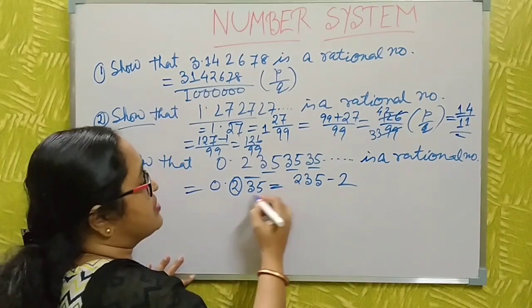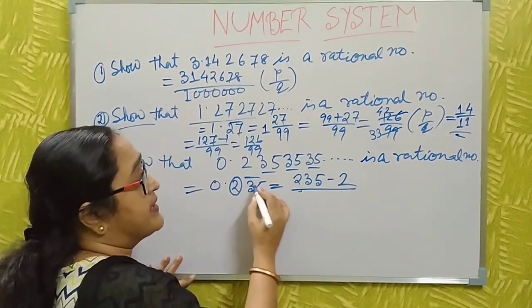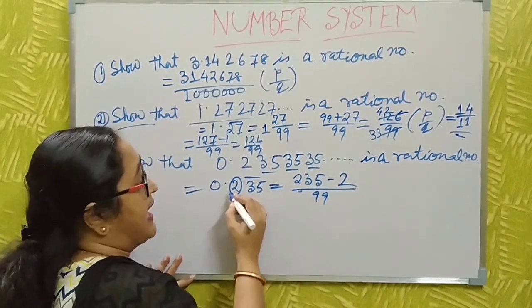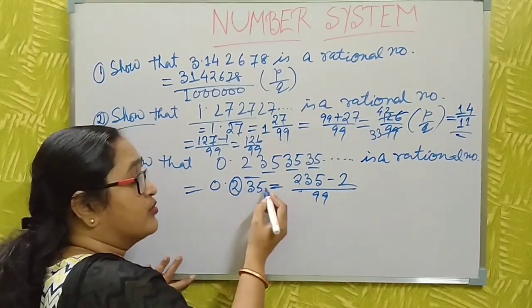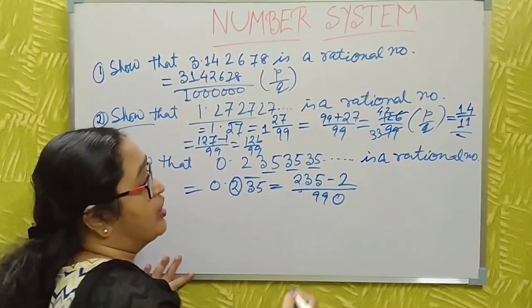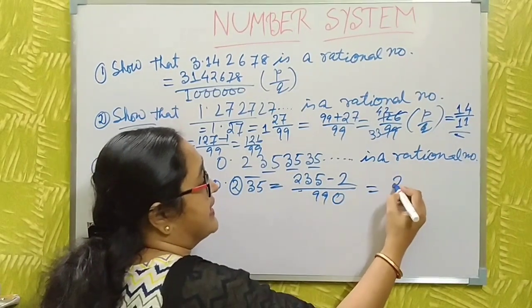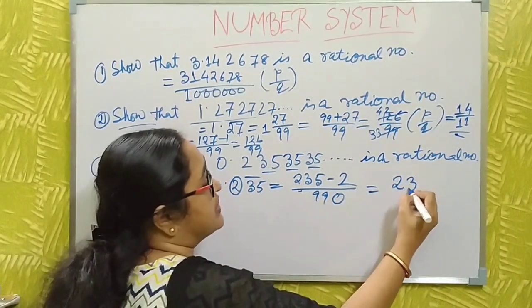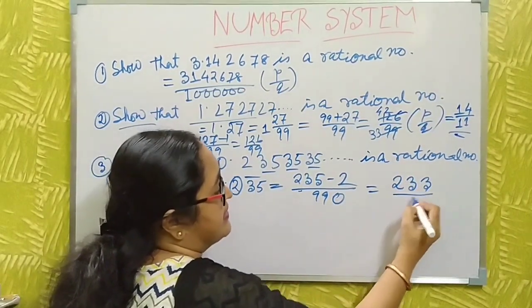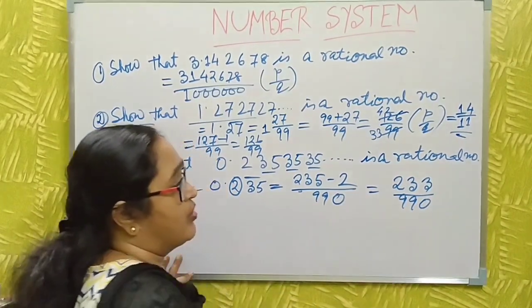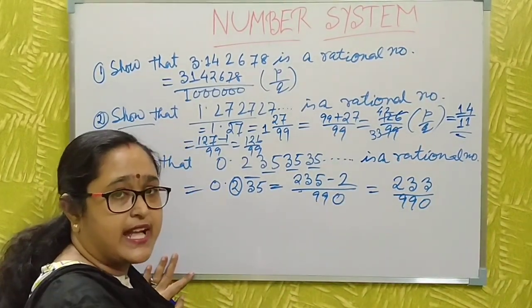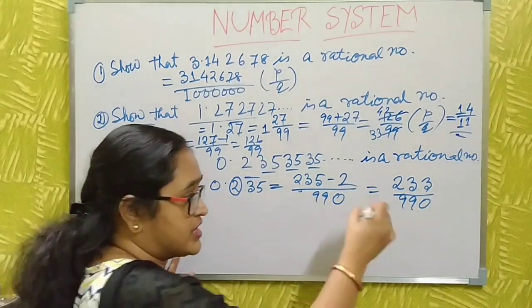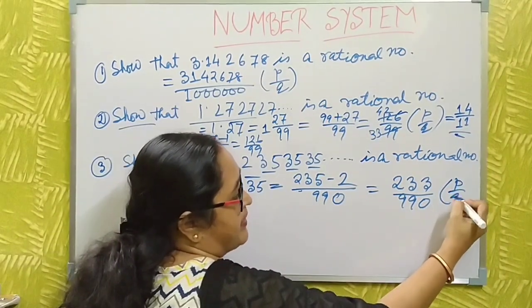Now the decimal recurring number gives 9, and without recurring gives 0. Okay, that's why this is 233 over 990. Okay, is it cancelled to the lowest term? No, this is the lowest term also. This is P by Q.